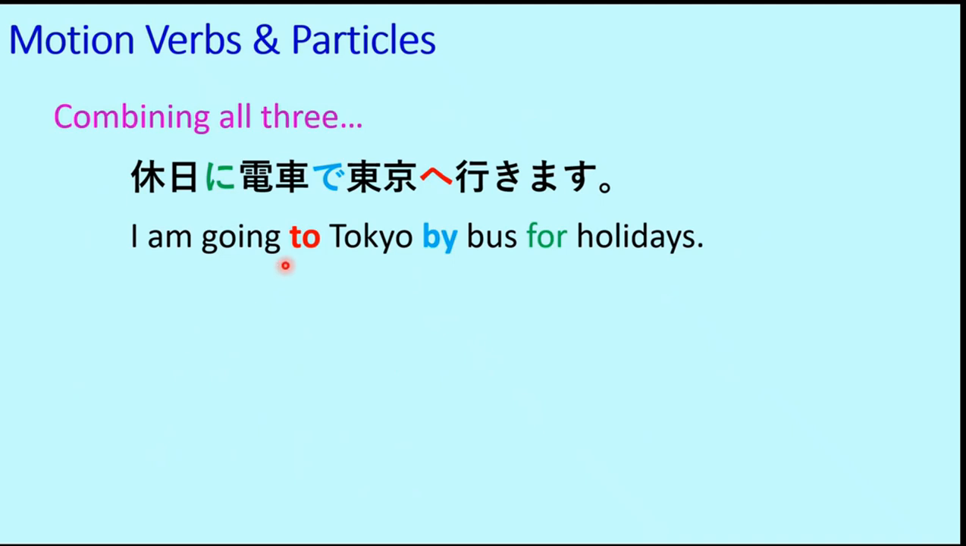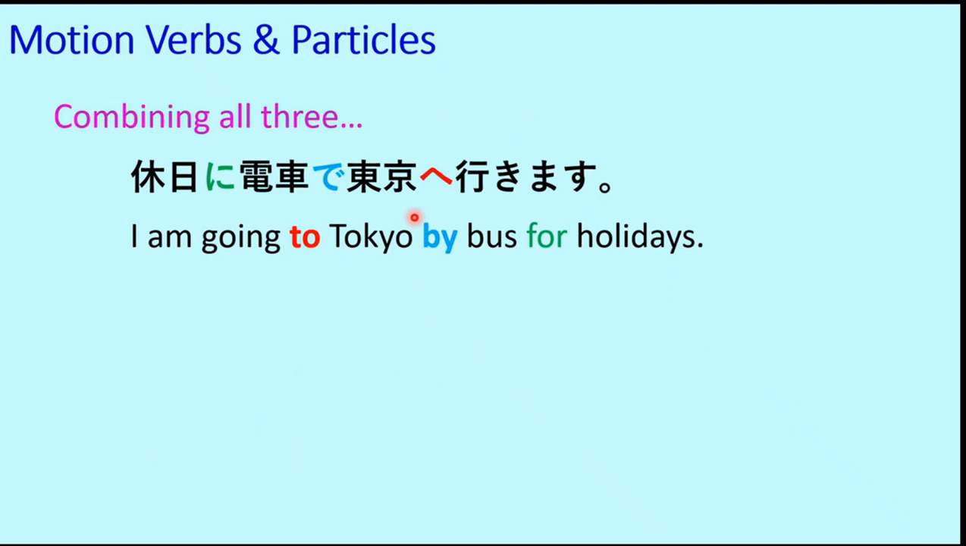Just look at the reverse order. So here ni, de, e; here for, by, to. Kyuujitsu ni, for holidays; densha de, by train; Tokyo e ikimasu, to Tokyo I am going. So it's completely the reverse order as in English. This is how the SOV and SVO formats work. Kyuujitsu ni densha de Tokyo e ikimasu.